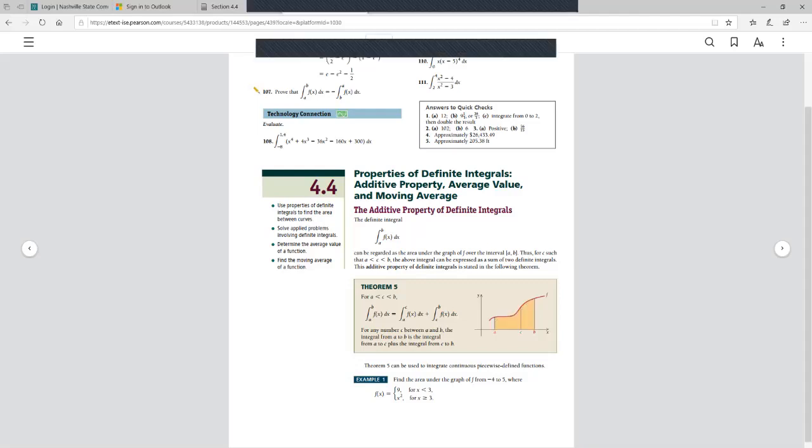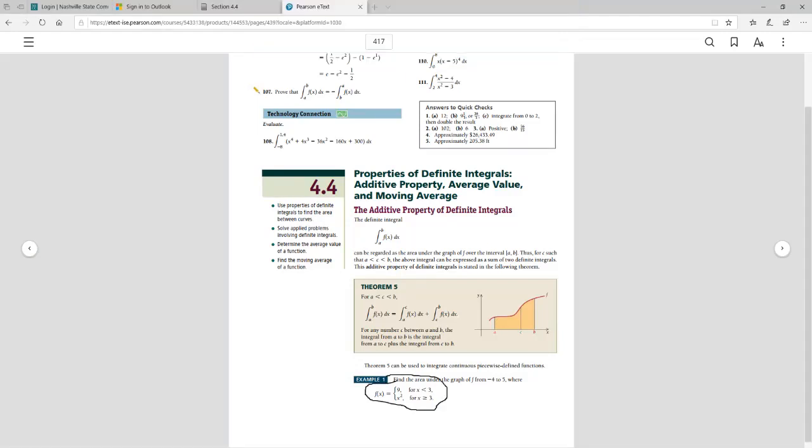Example 1 says, find the area under the graph from -4 to 5, and we have two functions here. The first function is a constant function, y is equal to 9, but we're on the constant function only for values of x less than 3. Once we are greater than or equal to 3, then we change functions and we end up on y equals x squared.